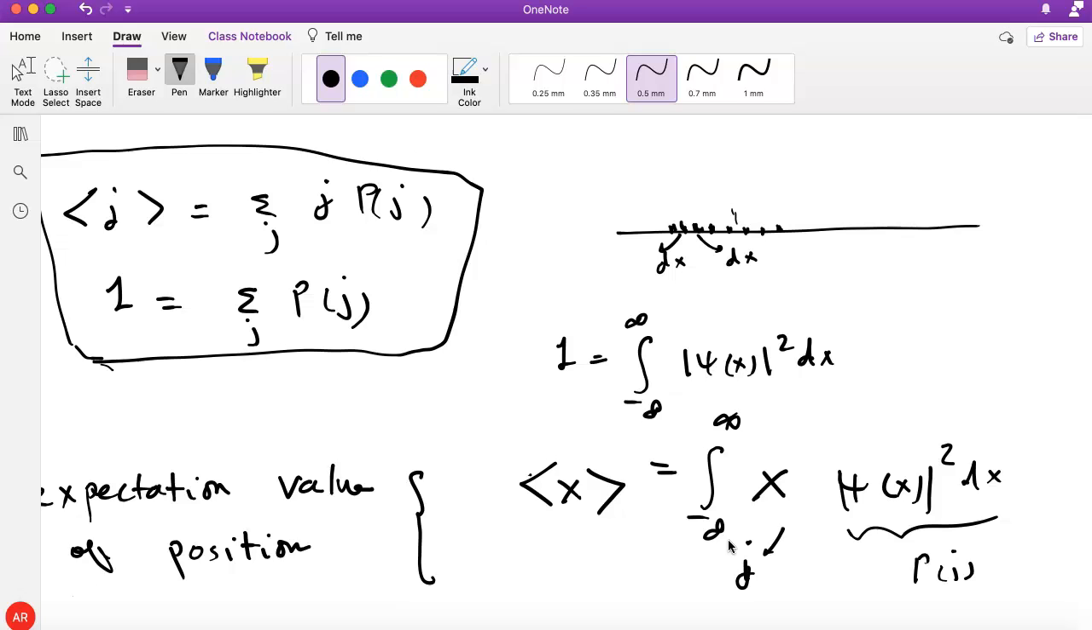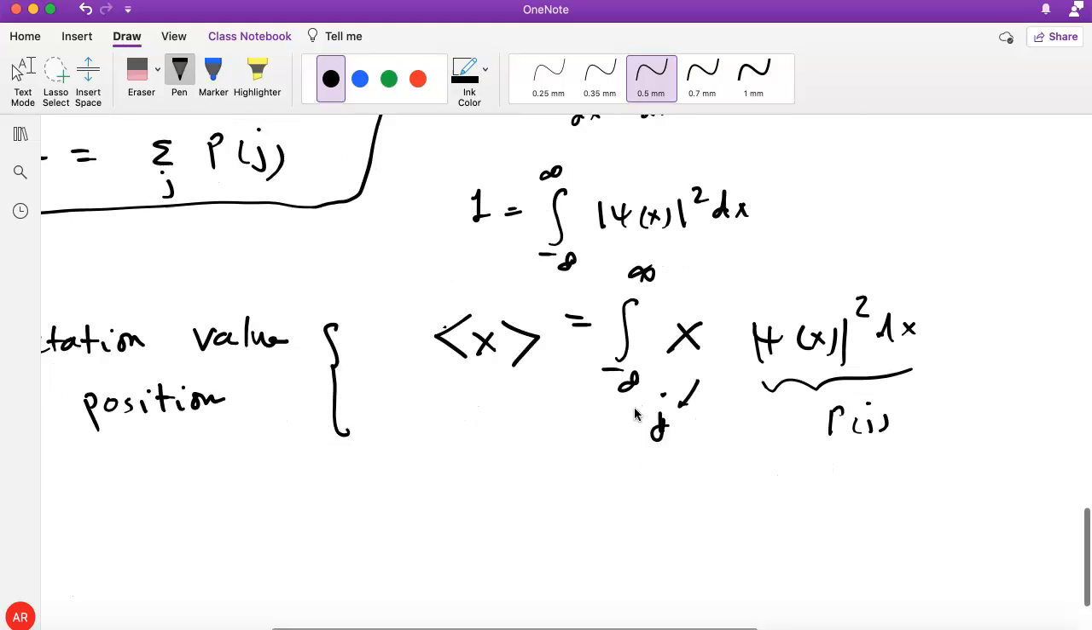So that's a typical problem: you're given a wave function and you want to find the expectation value of position given that wave function. Well, it's just an integral over x, and then we multiply x by the probability density psi x squared.